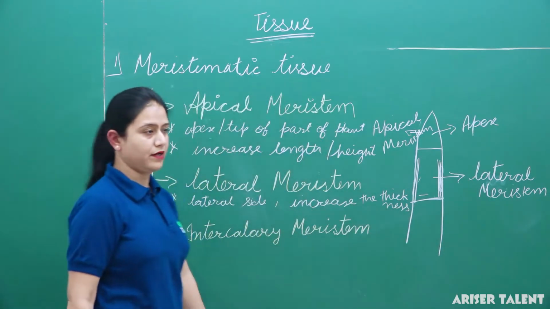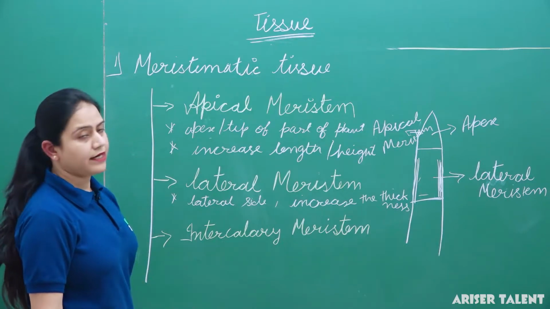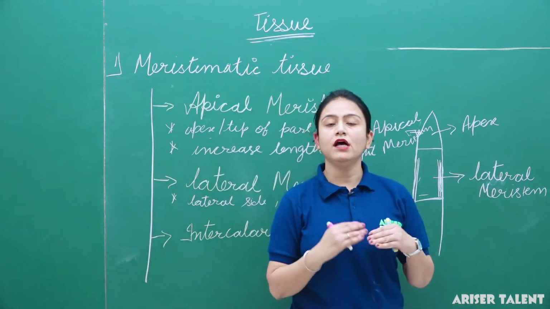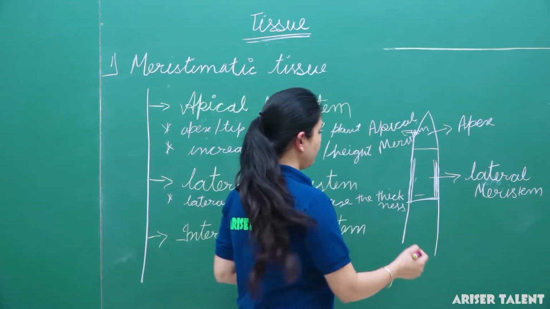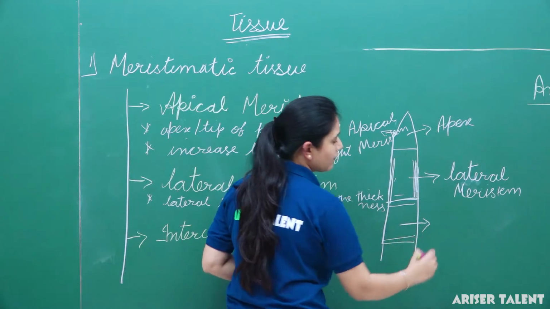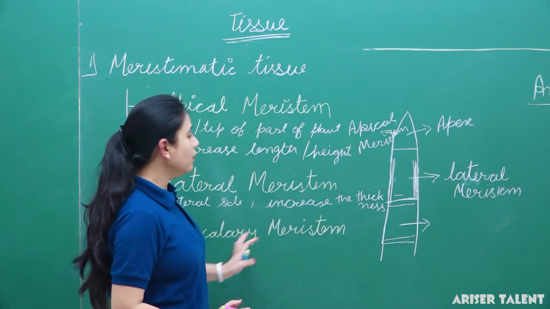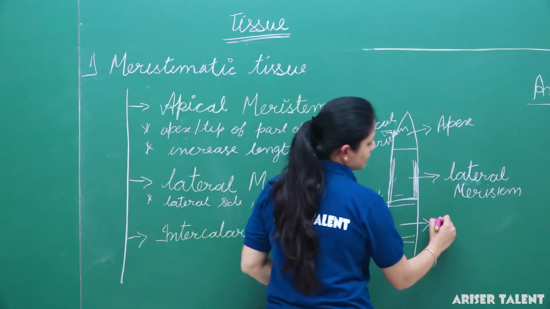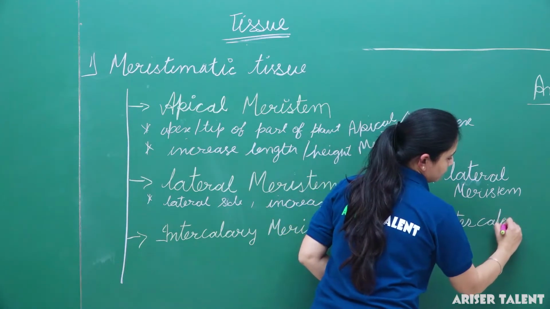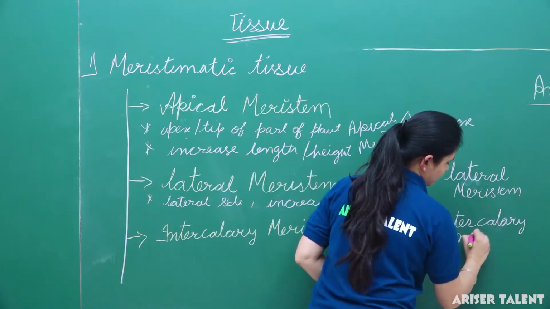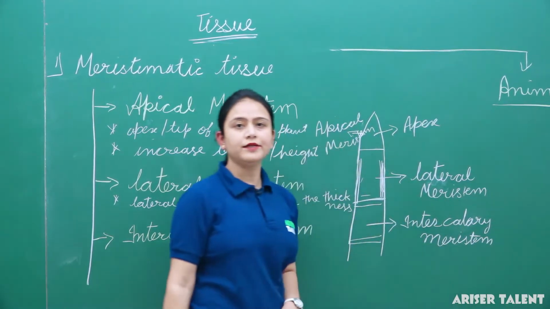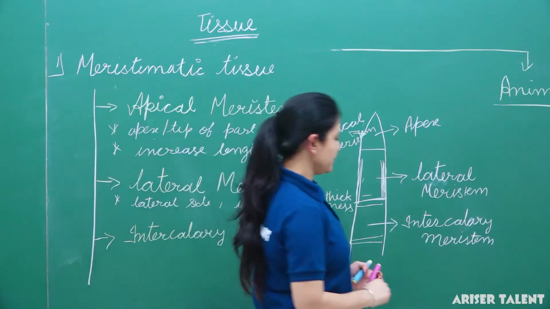Last one is intercalary meristem. This is found between the two nodes of the plant stem. Suppose this is the node, so here it is found in between the two nodes, and it is called intercalary meristem. Is it clear?